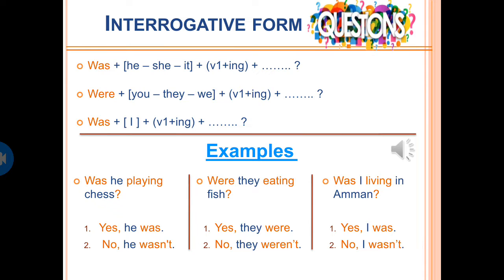Examples. Was he playing chess? Yes, he was. No, he wasn't. Were they eating fish? Yes, they were. No, they weren't. Was I living in Amman? Yes, I was. No, I wasn't.